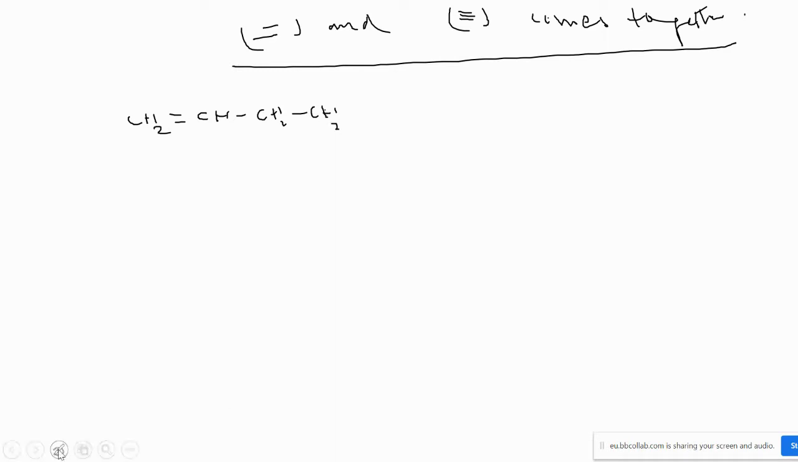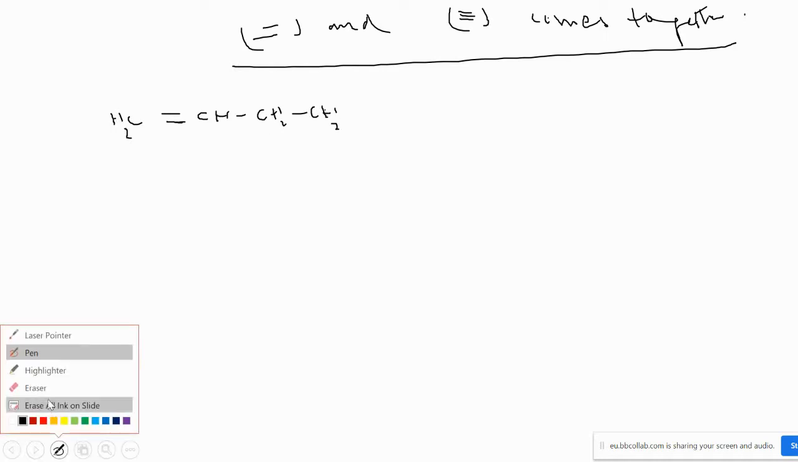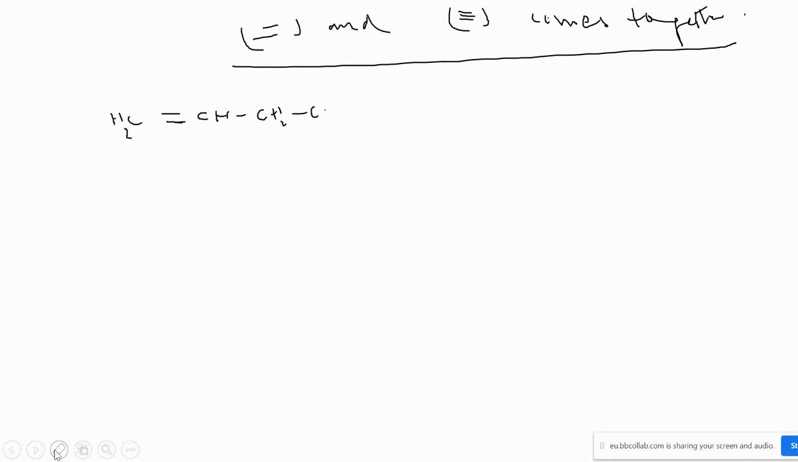Okay, wait a minute. Let me erase something from here. Suppose you have CH2 here, and then you have this one. We have C triple bond here, C and CH3. Now, how many carbon do we have? 1, 2, 3, 4, 5, 6. It means hex. Hex means 6 carbon. No branches there. Okay, good.